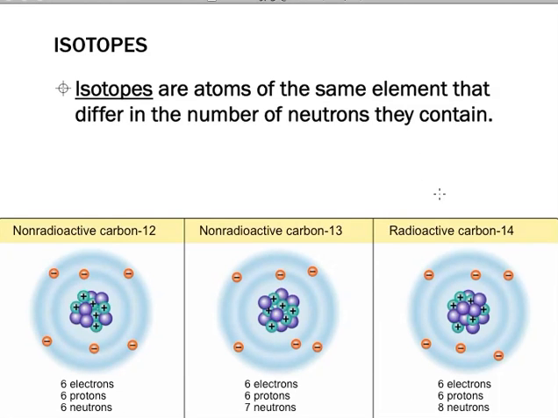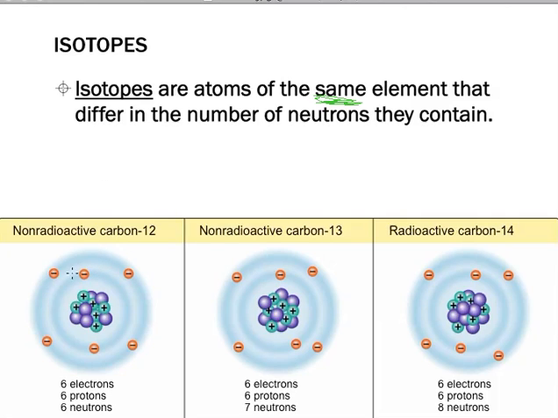And then from each element, there can be an isotope. An isotope is an atom that's the same element. So if it's carbon, it's still carbon. The only thing that's different is the number of neutrons. So down here we have carbon, actually.